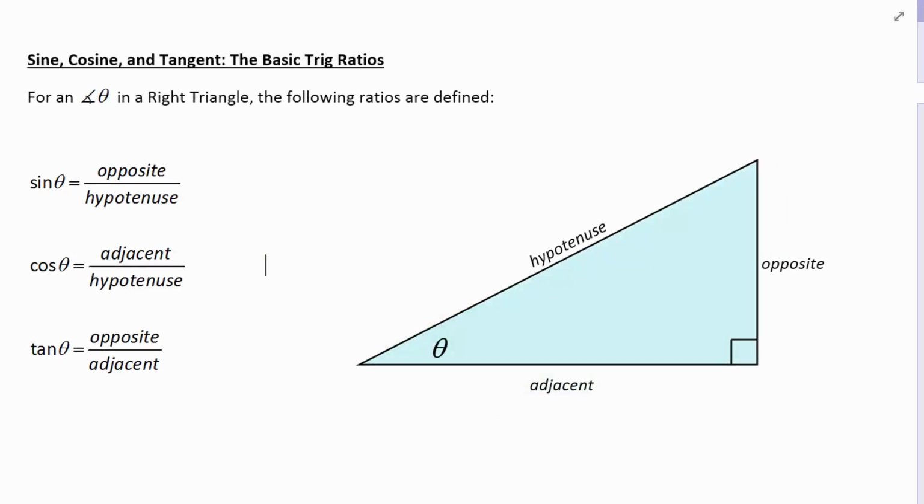Sine, cosine, and tangent are what we would call the three basic trig ratios. For an angle theta in a right triangle, the following ratios are defined. We say that sine theta is the opposite over the hypotenuse. Cosine theta is the adjacent over the hypotenuse, and tangent, we already know, is the opposite over the adjacent. So to calculate the missing side lengths in our original triangle PET, we could now work with the sine or cosine ratios from the angle of 67 degrees.